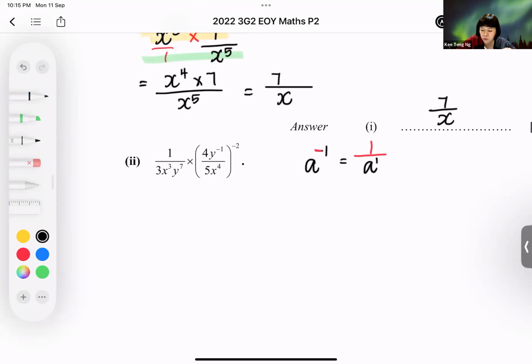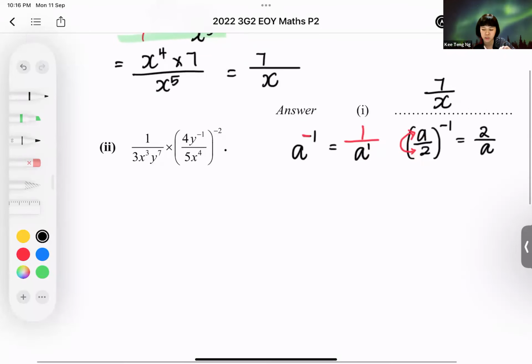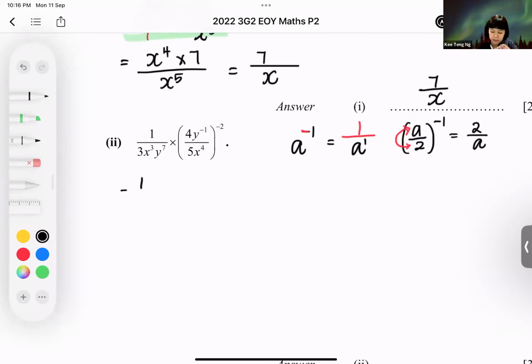If I were to give you A over 2 to the power of negative 1, for example, then what does this mean? I'm switching the position of the numerator and the denominator. Whatever is on top goes below, whatever is below goes on top. Whole thing to power negative 1. So I'm going to show you this as an example. Now let's read through our question over here. First part, there's nothing for me to simplify.